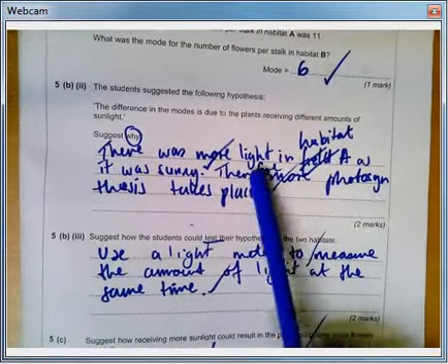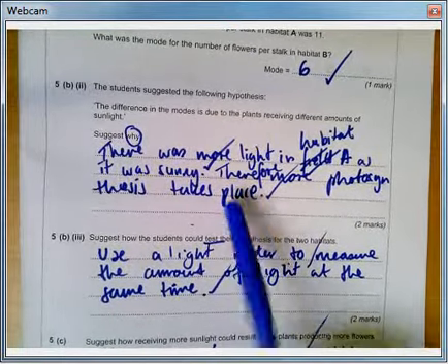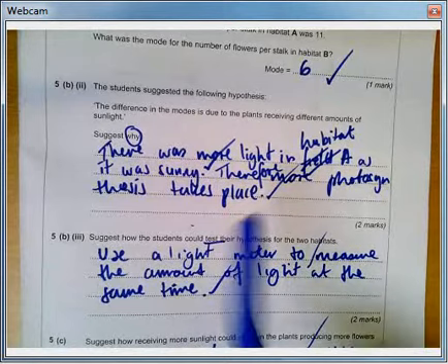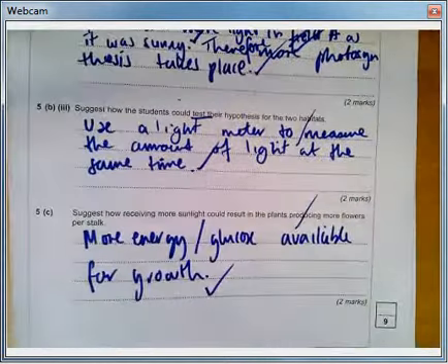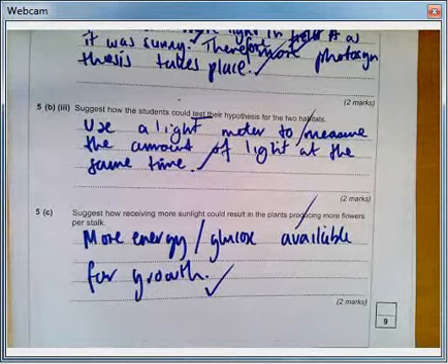You can see that when I first wrote this, I made a mistake in terms of not writing a word in there. I only spotted it when I reread my work. So it's key that you reread your work to actually go through it. Next question. Suggest how the students could test their hypothesis for the two habitats.